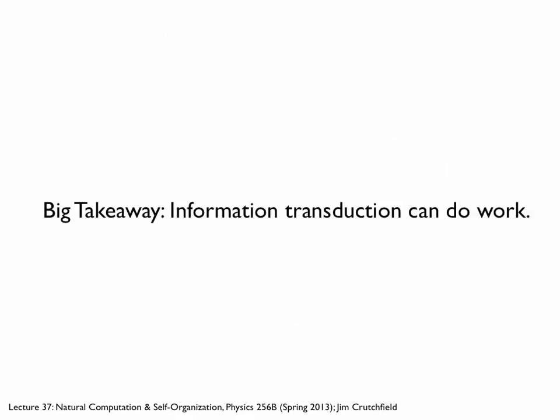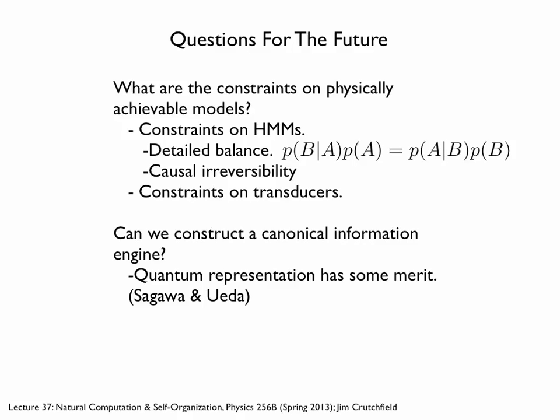I guess if there's a big thing that I wanted you to take away from this, it's that information transactions can do work. These were three models that I showed you where information processing allowed work to be done, even if the net work of the system was 0. So there seems to be some exchange between the two types of quantities: work and energy, and information processing.